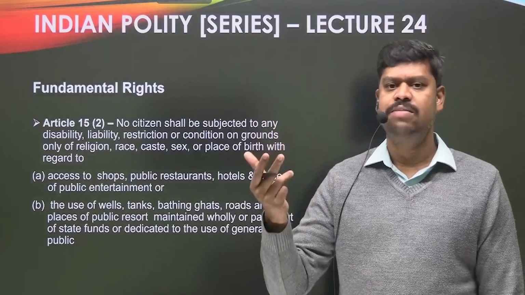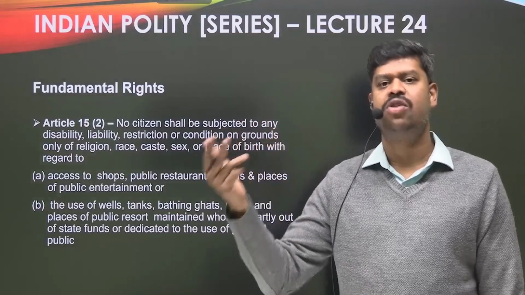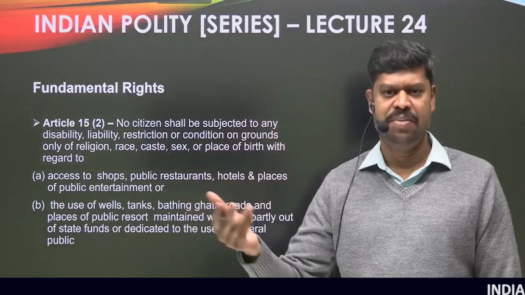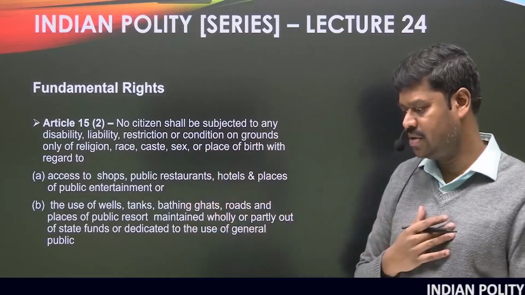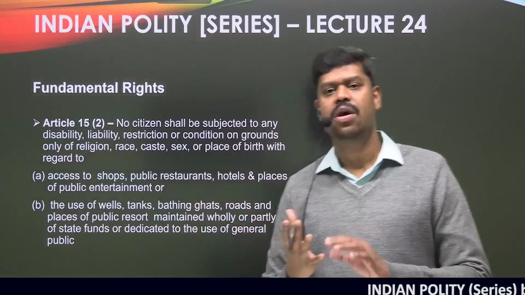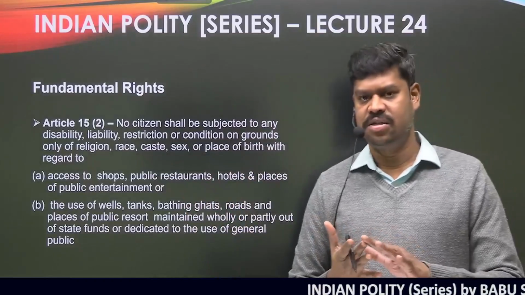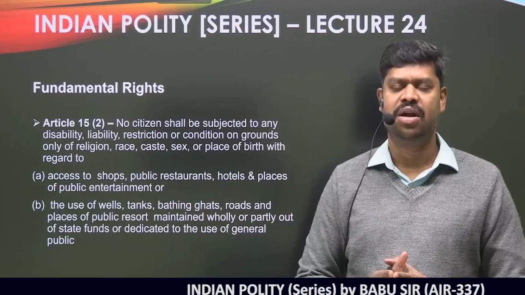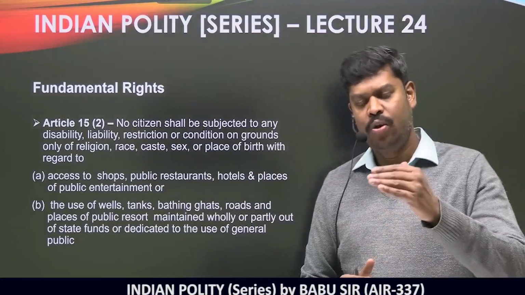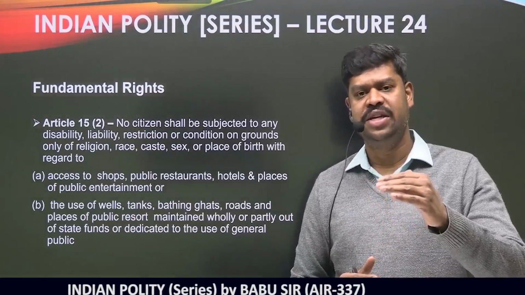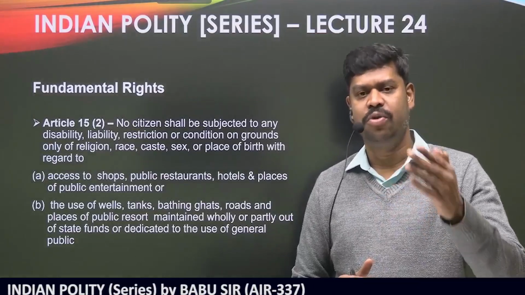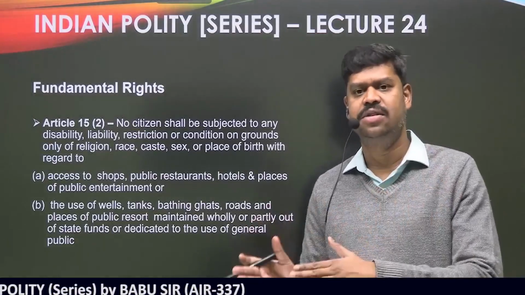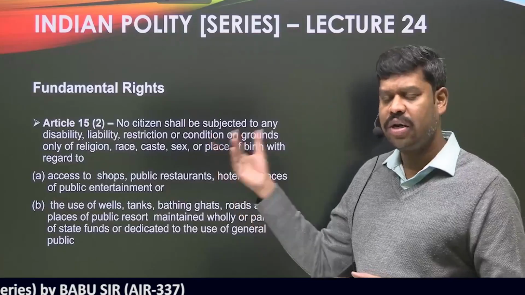What is the major theme under Article 15? The state shall not discriminate among its citizens on the grounds of religion, race, caste, sex, place of birth, or any of them. So this is basically what Article 15 says. While Article 15 Clause 1 says that the state shall not discriminate in its policies or in its laws against the citizens.